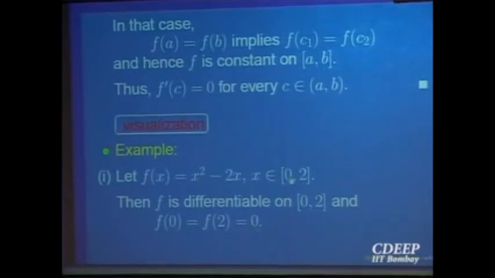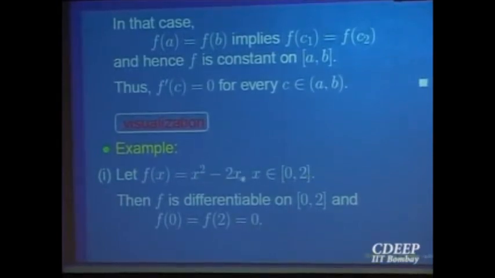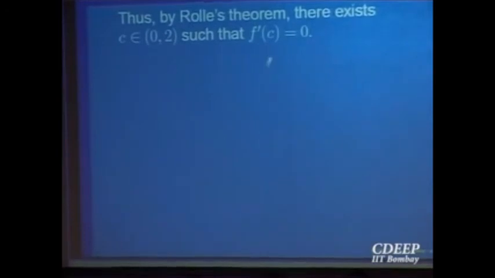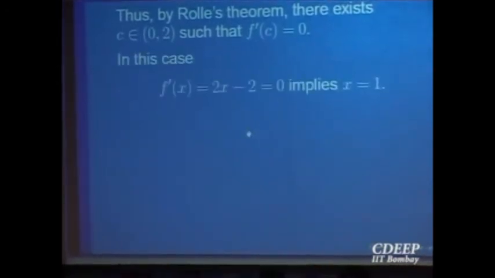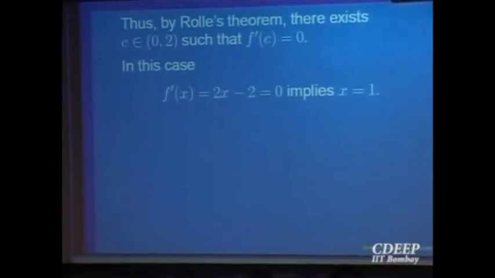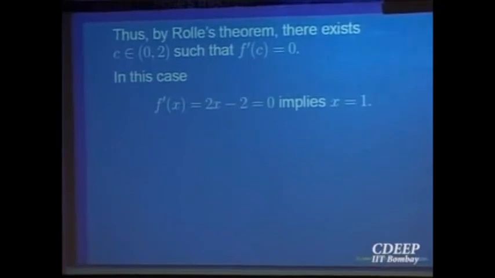At 0 the value is 0, at 2 it is 4 minus 4, that is equal to 0, and it is differentiable actually everywhere, not only in the open interval. So there must be a point, and we can find that point here because we know the function precisely. See, the importance of Rolle's theorem is not that you can locate the point. It says that there exists a point.